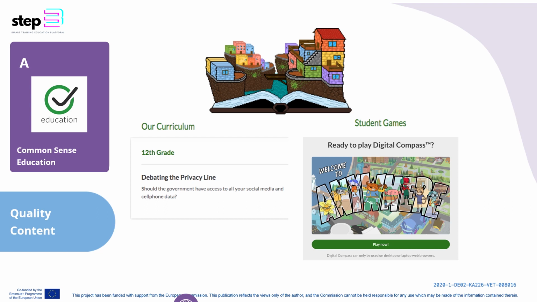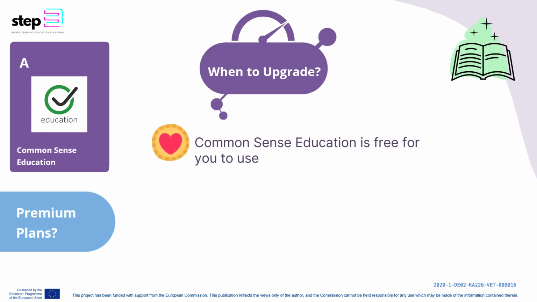When to upgrade Common Sense Education? There are no premium plans for Common Sense Education.